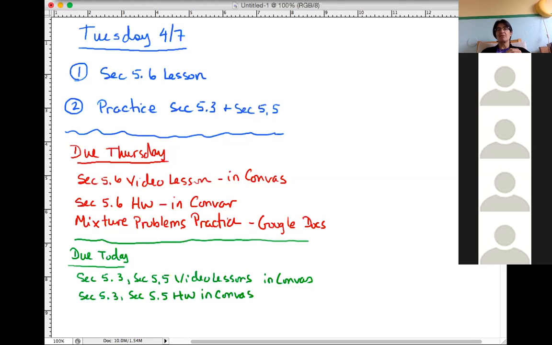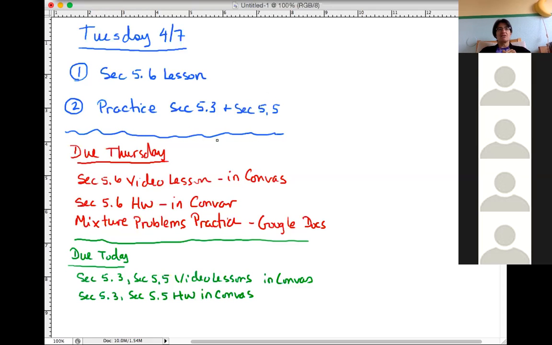So let's kind of look at what we're going to do today. The plan for today is I'm going to start by looking at the section 5.6 lesson. So this is graphing systems of inequalities. And then in the second half of the class, we're going to do some practice on sections 5.3 and 5.5. So those are the word problems with systems of equations that we were doing before the break. I noticed, looking at the grade book, that not that much homework was done in these couple of sections. So I want to make sure that you guys understand these problems.